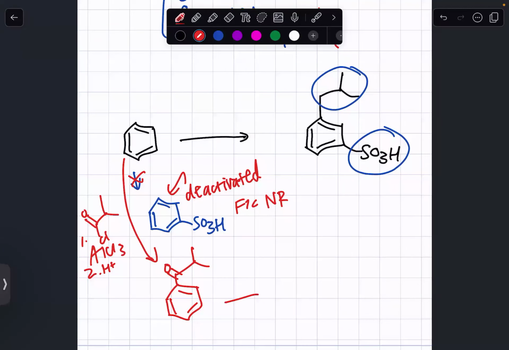sulfonation from here. Right. Sulfonation, bromination, nitration, halogenation, they all work with deactivated rings. The reactions that do not work with deactivated rings are Friedel-Crafts reactions. So we could still do sulfonation here. It could work on the deactivated rings though.